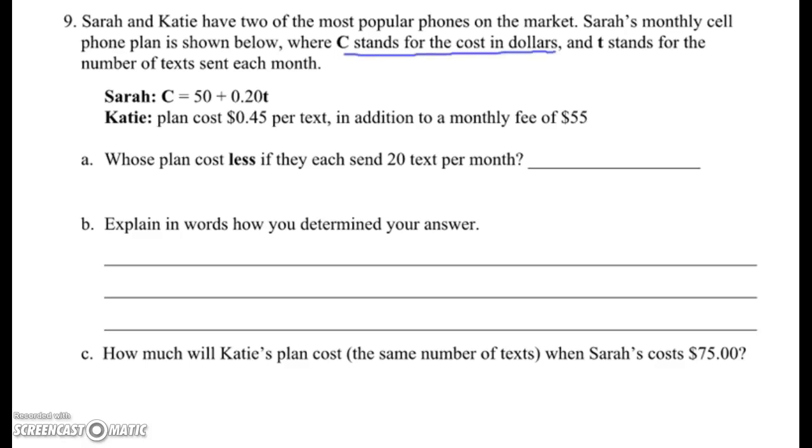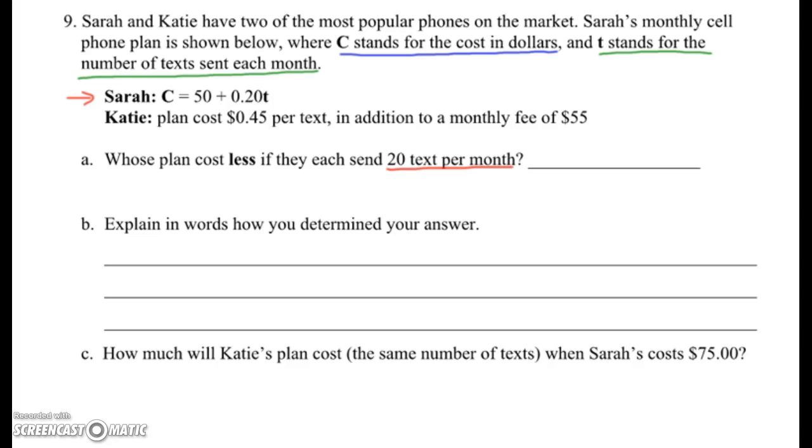We're returning to the Unit 1 review for the test, question 9. Sarah and Katie have two of the most popular phones on the market. Sarah's monthly cell phone plan is shown below, where C stands for the cost in dollars, and T stands for the number of texts sent each month.